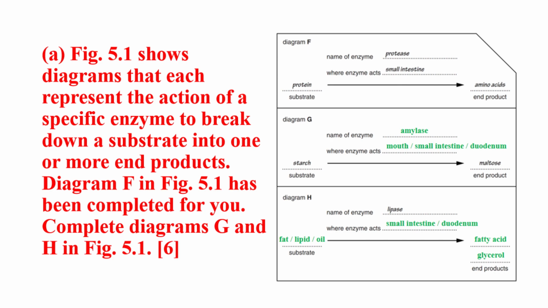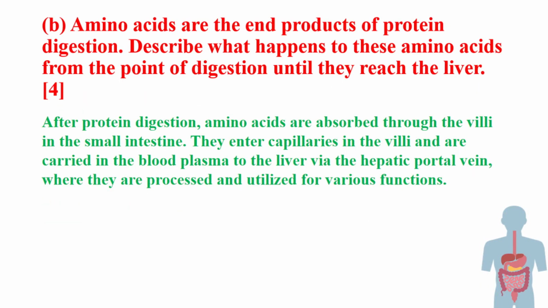Understanding these processes highlights the remarkable efficiency of our digestive system and the crucial role that enzymes play in our nutrition and overall health. In part B, describe what happens to these amino acids from the point of digestion until they reach the liver. After protein digestion, amino acids are absorbed through the villi in the small intestine. They enter capillaries in the villi and are carried in the blood plasma to the liver via the hepatic portal vein, where they are processed and utilized for various functions.